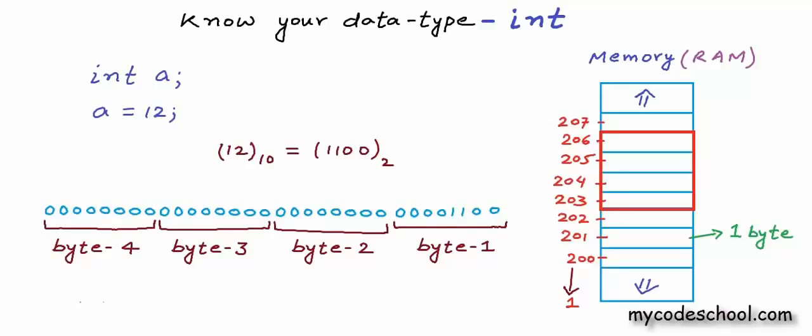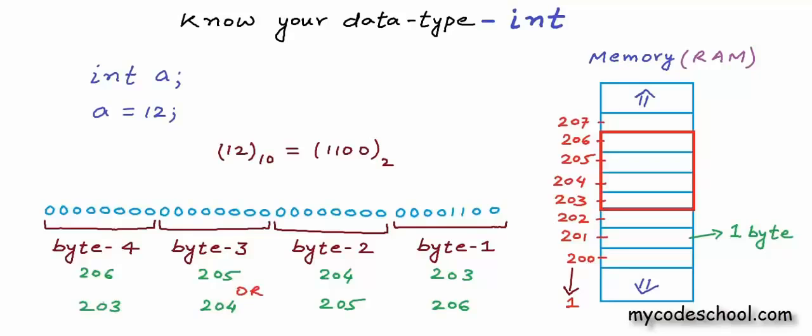Now what I want to do is fill in these bytes in the memory block for a. Where do you think byte 1 should go? Well, byte 1 can go to the smallest address, that is 203, and then byte 2 can go to 204, byte 3 can go to 205, and byte 4 can go to 206. Or it can be the other way. Byte 1 can go to 206, byte 2 can go to 205, byte 3 can go to 204, and byte 4 can go to 203.